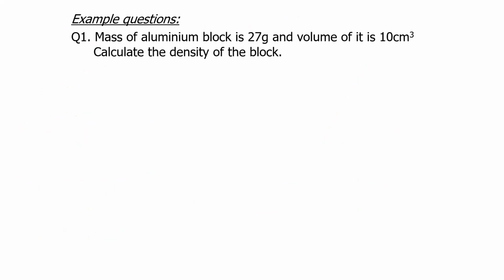The mass of an aluminium block is 27 gram and its volume is 10 cm cube. Calculate the density. What will be the answer? You can use the chat to state the answer. The mass is 27 gram and the volume is 10 cm cube. So when you use mass divided by volume, mass is 27 and volume is 10, so it will be 2.7 gram per centimeter cube. That's right.